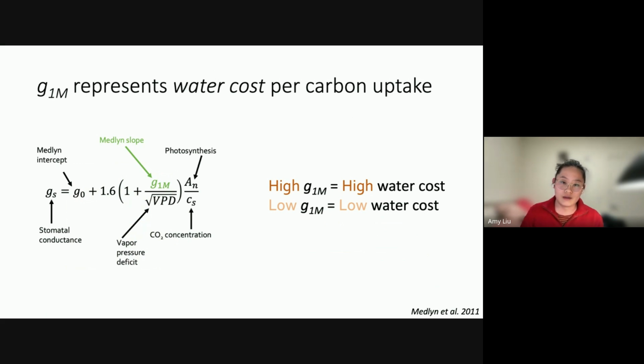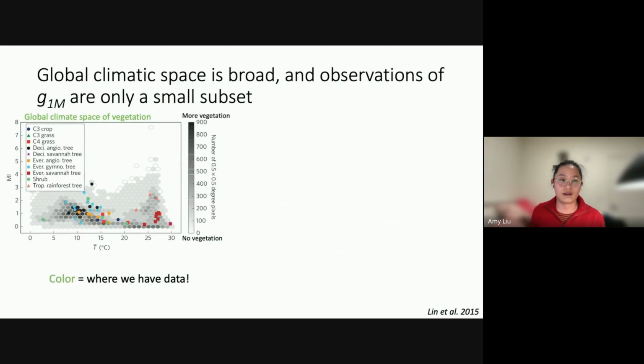This parameter can be estimated from experimental and observational data, and that has been done before by Lin et al. 2015. This is a plot from their work showing the global climate space of temperature against moisture index. Where there is gray is where there's vegetation, and the darker gray is where there's more vegetation. Where there's color is where we have data to estimate g1M, and each color represents a different plant group. Across this broad climate space, we only have a really small subset of places where we actually have data.